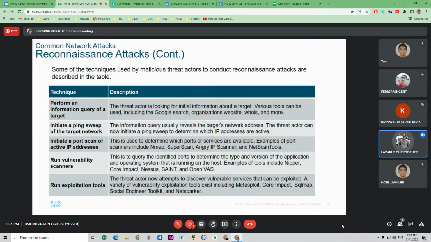Once I know the IP address, I can then do a port scan for each individual IP, because a port represents a service available on that host. So by doing a port scan, let's say I scan.